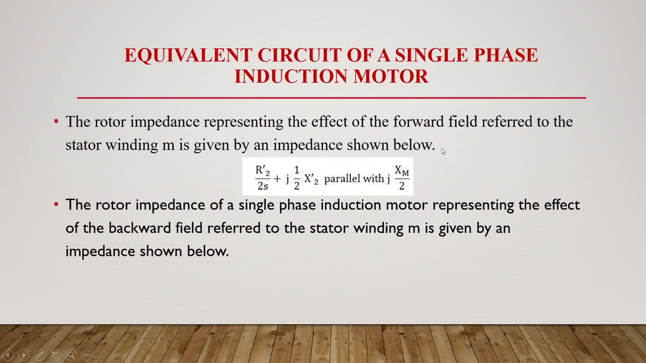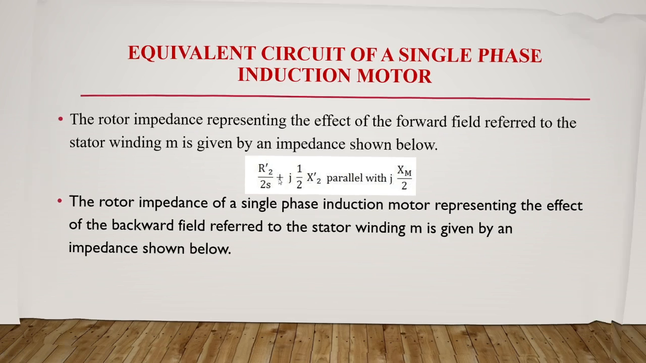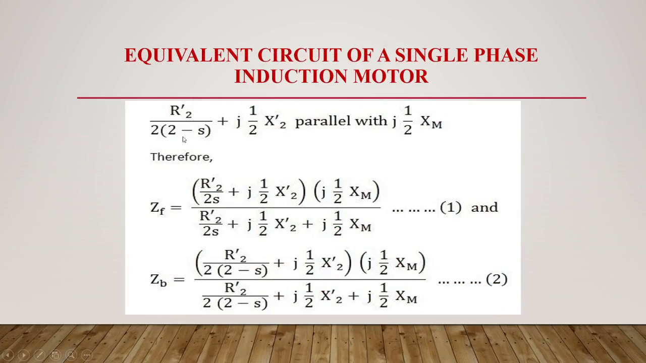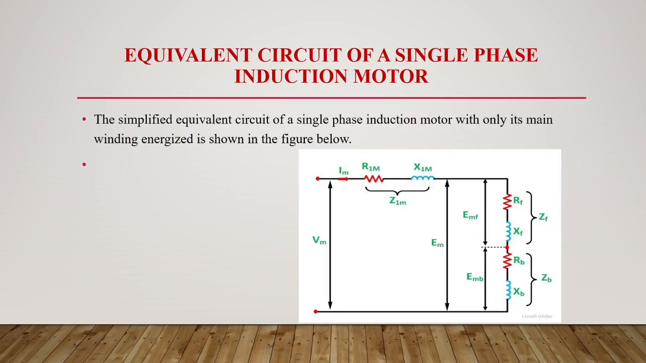For the forward side you take R2 dash by 2s plus j 1 by 2 X2 dash in parallel with j XM by 2, and for the backward side it is 2 into 2 minus s. So for both forward and backward we write the impedances like Z1 Z2 by Z1 plus Z2. So now this is the simplified equivalent circuit of a single phase induction motor with only its main winding energized, as shown in the figure. This is our simplified equivalent circuit diagram.